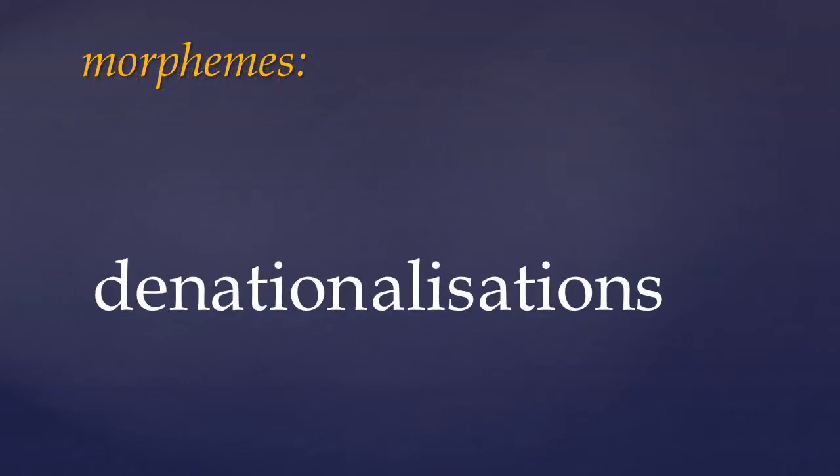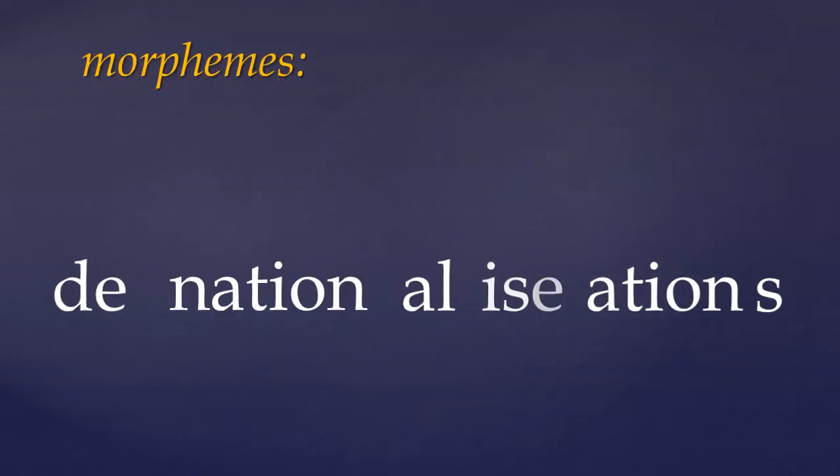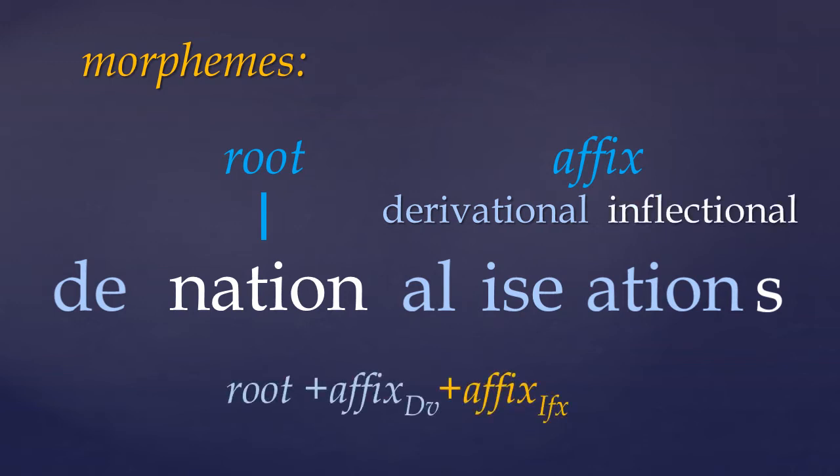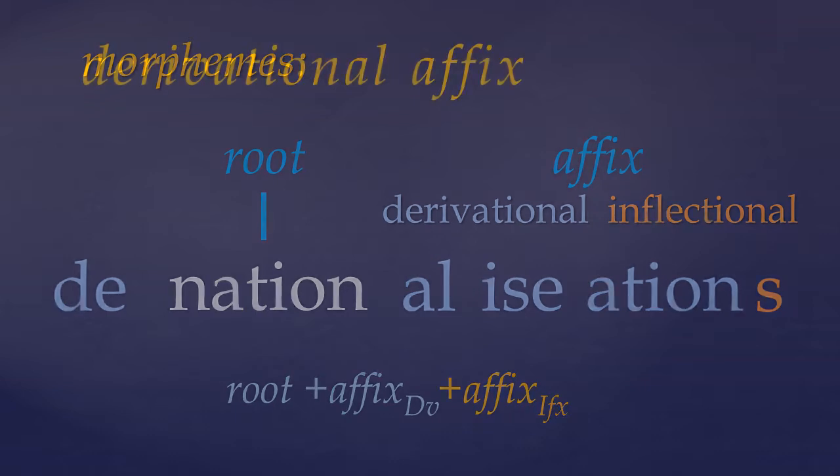Now morphemes are the building blocks from which words are made, and from the point of view of their function we can divide them into three classes. The root, which carries the basic meaning of the word, and affixes, which in turn can be divided into derivational, those which alter the meaning of the word, in effect creating a new word, and inflectional affixes, which place grammatical meaning, like plurality, onto the words.